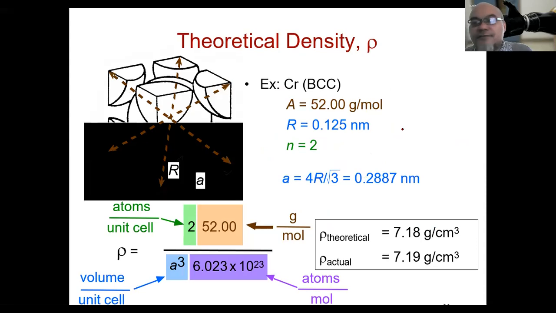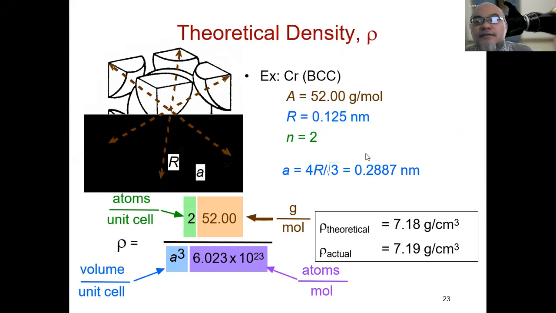So an example is given here. For example, we have chromium, which has BCC, a body center cubic structure. In BCC, the atomic weight is known, 52 gram per mole. The radius is also given, 0.125 nanometer. The number is 2, yeah, for BCC, since there's a single atom at the center, and we have 8 atoms at the corner, and each atom is shared by 8 unit cells. So 8 times 1/8 is 1. 1 plus 1 is 2. Total atom per unit cell is 2.